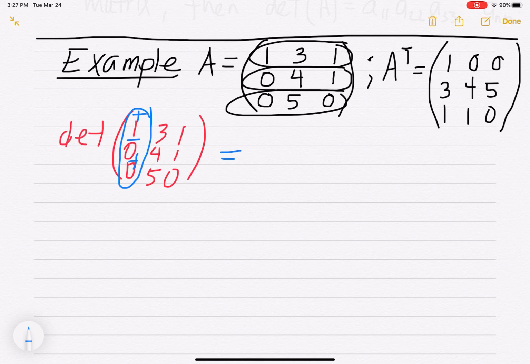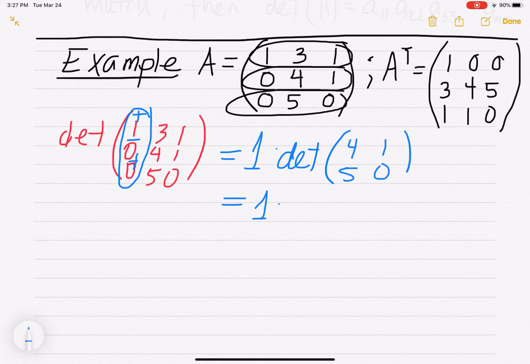So I'm going to start with entry 1 and multiply by the determinant of the submatrix. When you cover up the first row and the first column, I'm going to have what? 4, 1, 5, 0. It's going to give me 1 times the determinant of that, multiply down the descending: 4 times 0 is 4, minus up the ascending, 1 times 5 is 5. That's going to give me 1 times negative 1, which is negative 1.